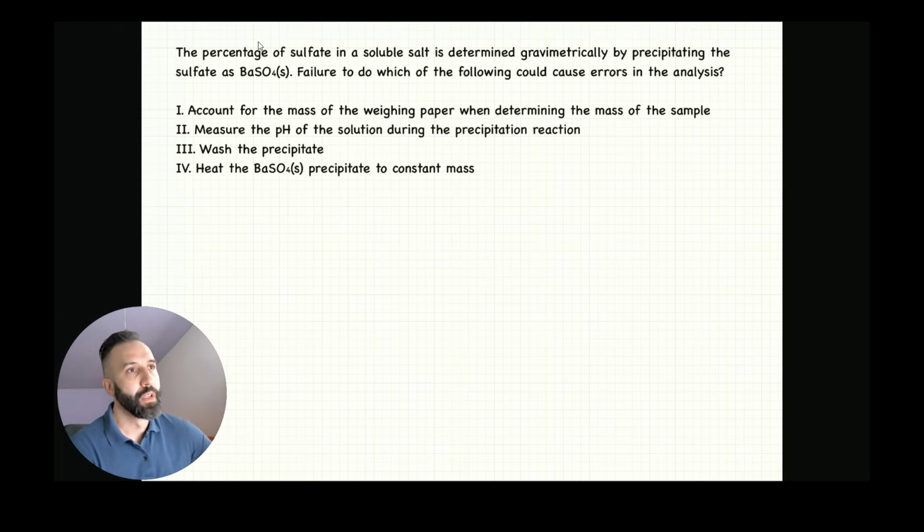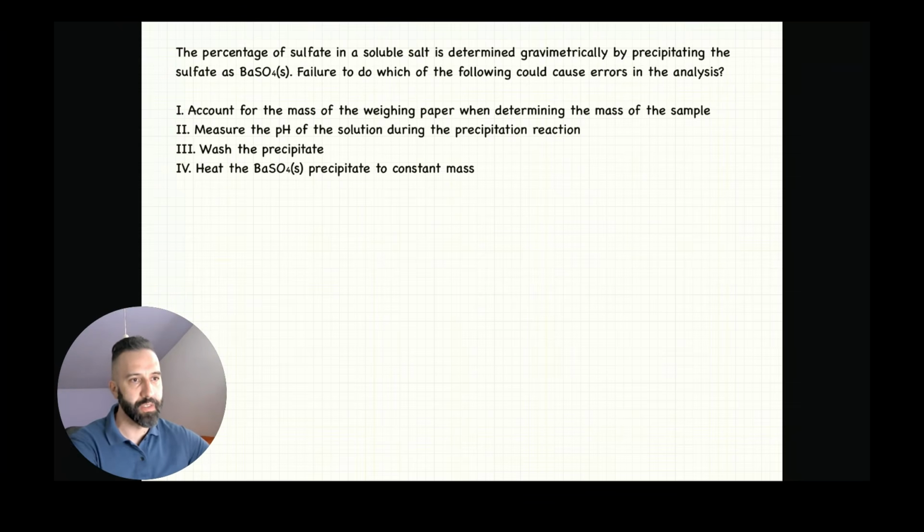So see, the percentage of sulfate in a soluble salt is determined gravimetrically by precipitating the sulfate as BaSO4. First of all, gravimetry is just analyzing something by measuring mass. That's all it is. So how is it determined? Precipitating the sulfate as BaSO4.